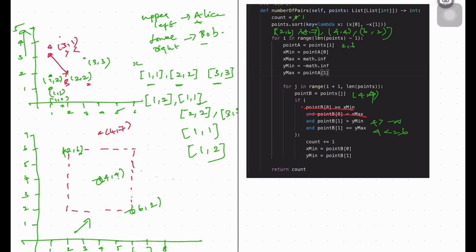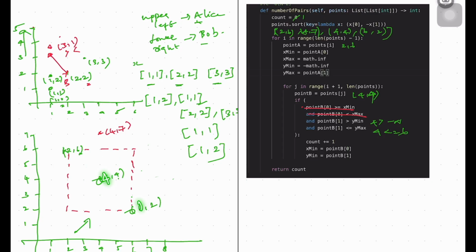Now my x-min will be point a of 0. Now my x-min will get updated to this one. It was point a of 0, right? Now these both are forming a fence. Now you will be updating this as your x-min.